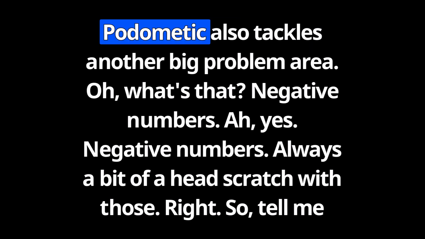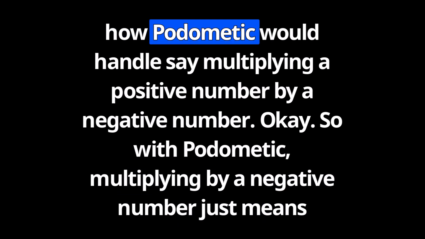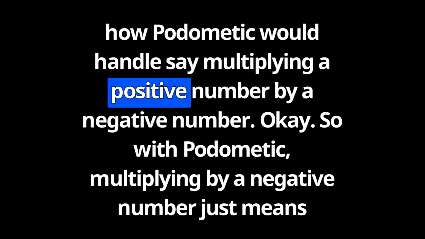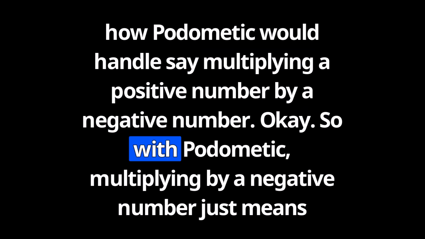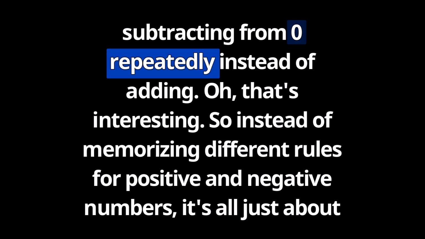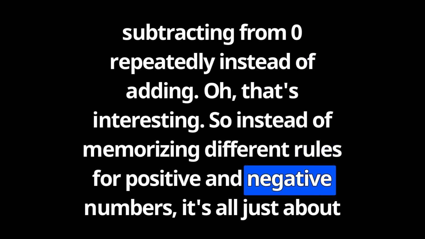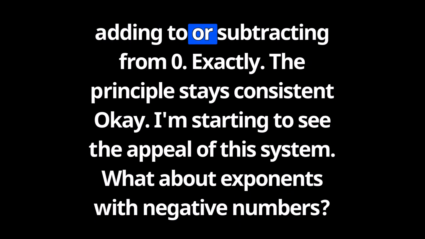But it doesn't just stop there. Podometic also tackles another big problem area: negative numbers. Always a bit of a head scratcher. How would Podometic handle multiplying a positive number by a negative number? With Podometic, multiplying by a negative number just means subtracting from 0 repeatedly instead of adding. So instead of memorizing different rules for positive and negative numbers, it's all just about adding to or subtracting from 0. The principle stays consistent. I'm starting to see the appeal of this system.